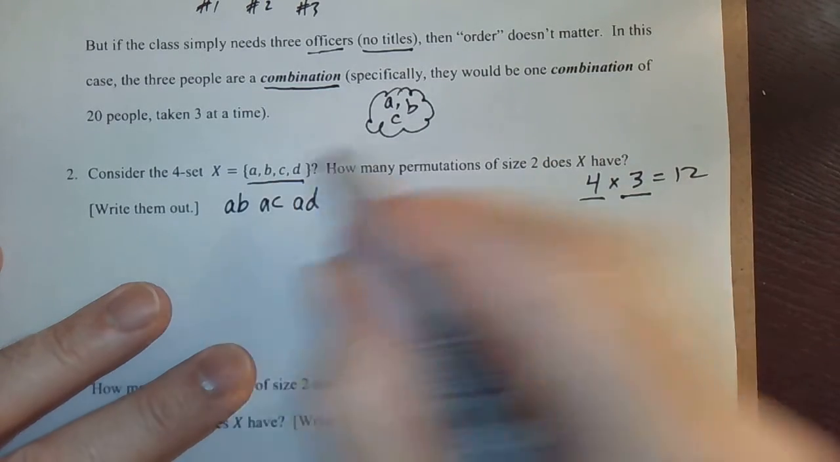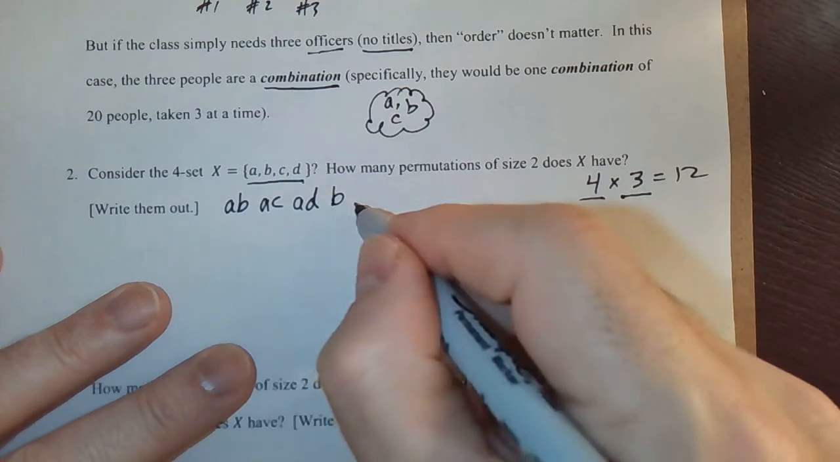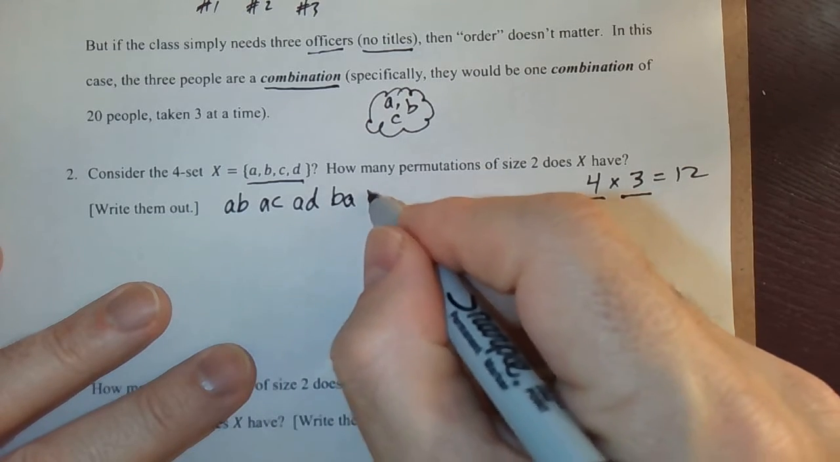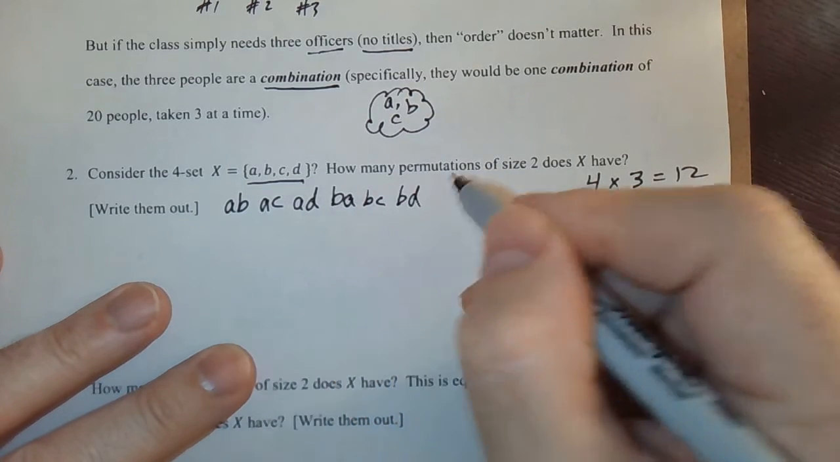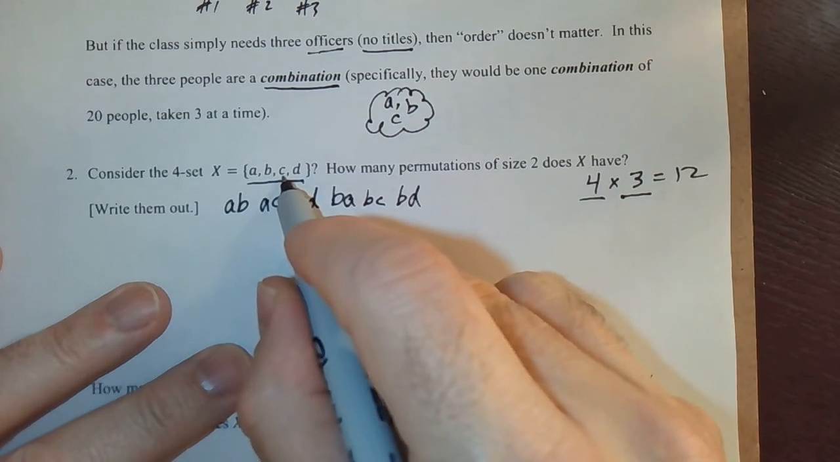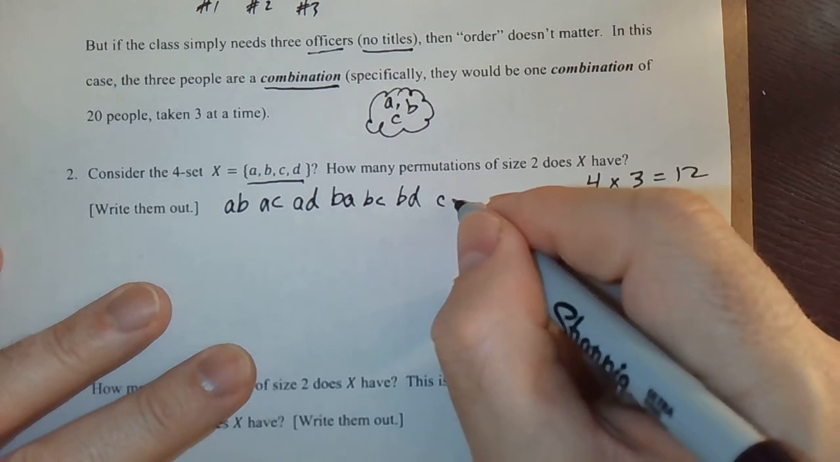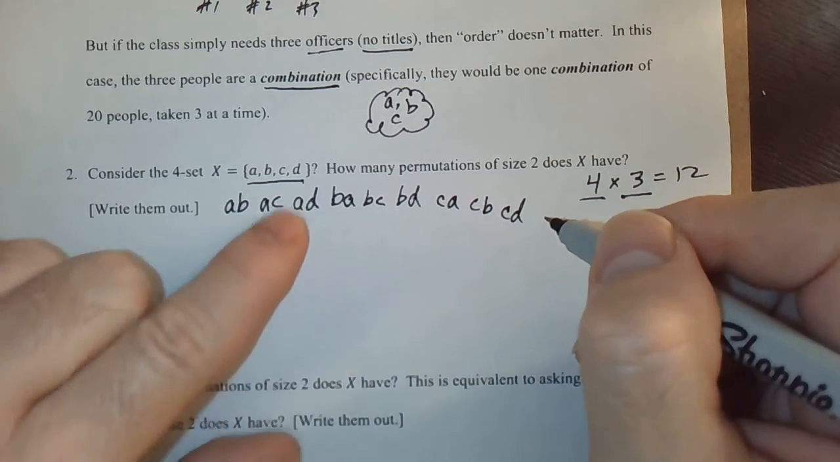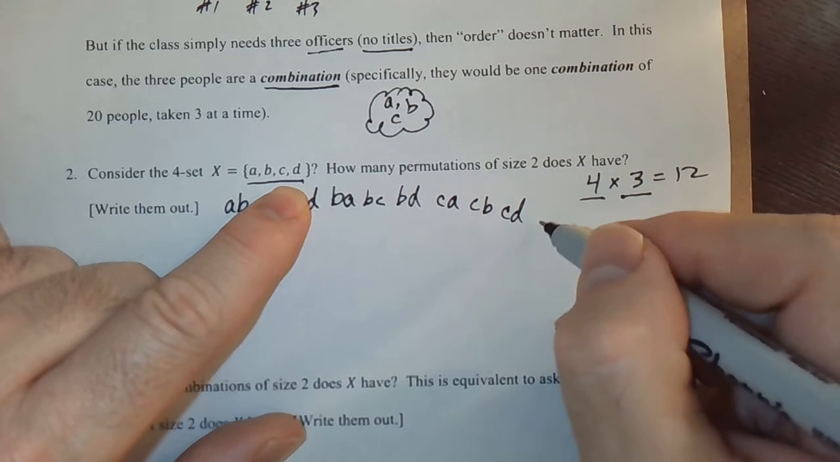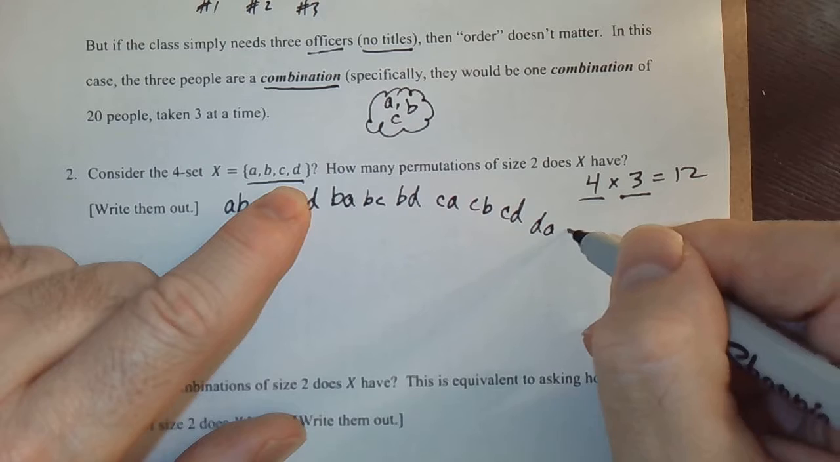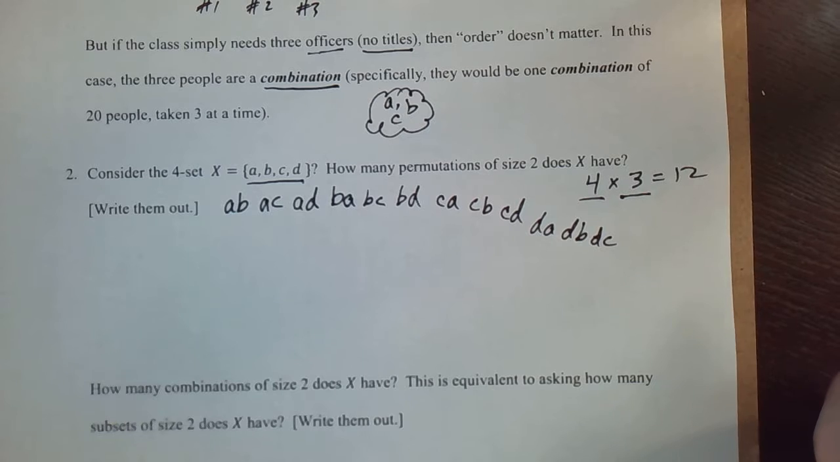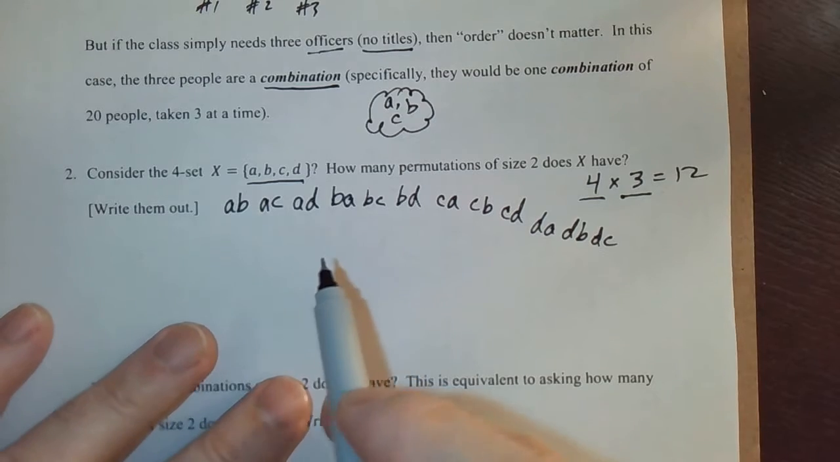And then maybe I move to B. B could go BA, because remember it's a permutation, order matters here. BA, BC, BD. And then I'm going to move over to the one starting with C. CA, CB, CD. And now let's move over to the one starting with D. DA, DB, DC.